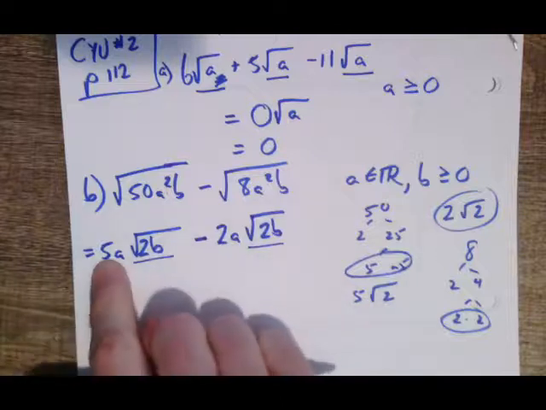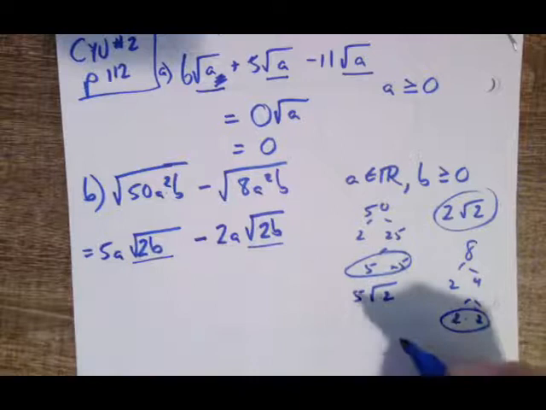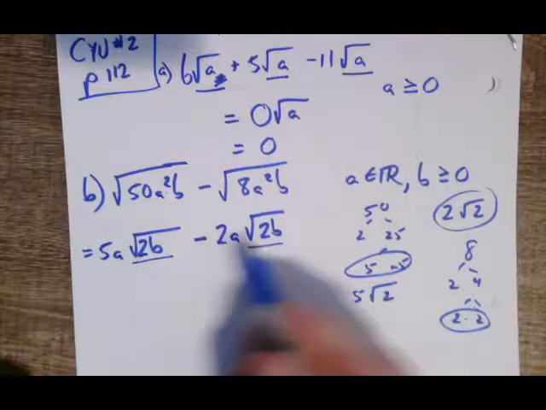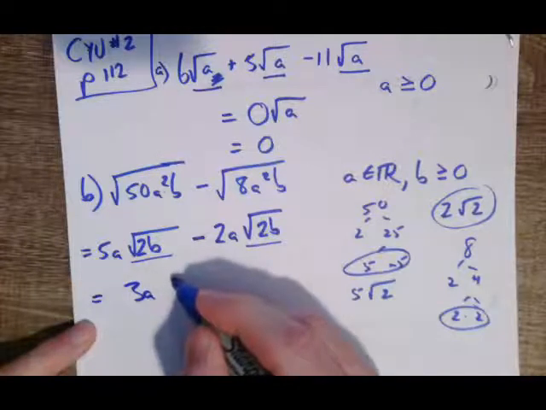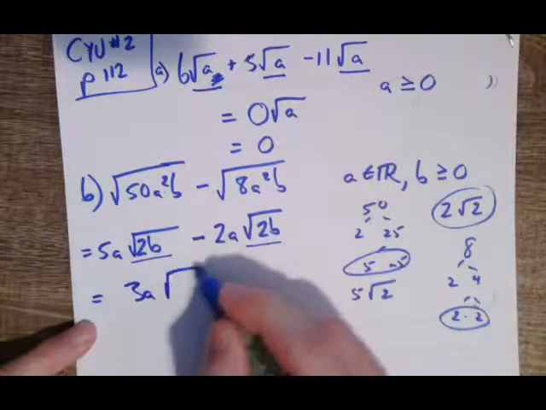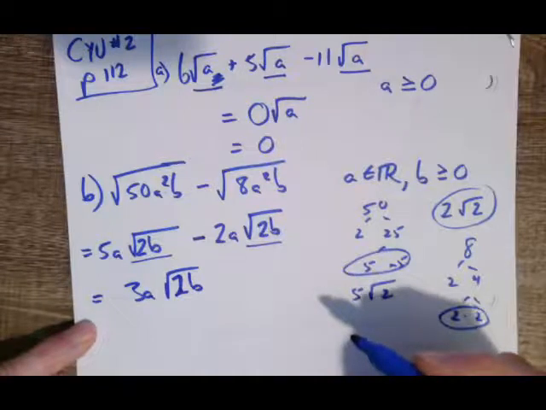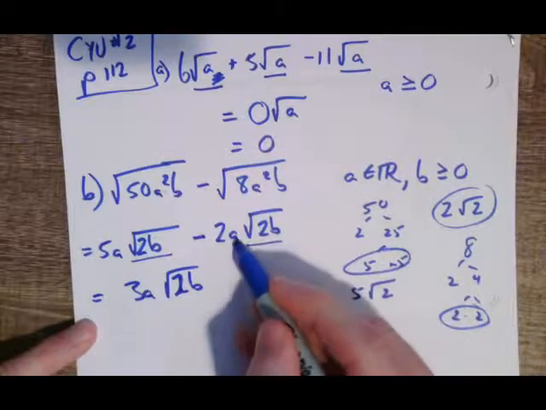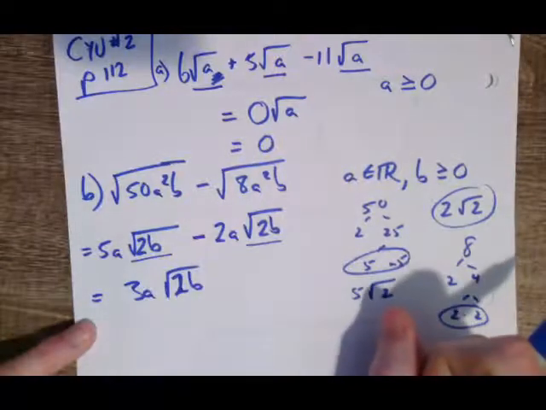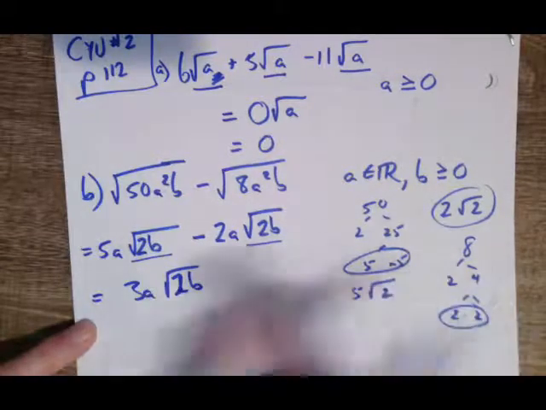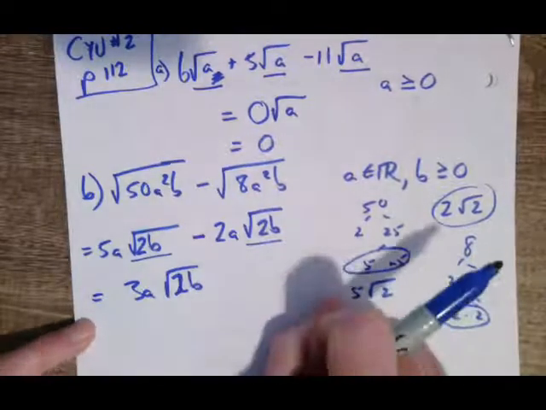Also, like out front, if this was 5b minus 2a, now you can't collect them anymore because those variables are different. But these two are identical. So 3a root 2b. Important note though, like if it was 2ab or this one was 2 squared, this is just 5a. They're not like terms anymore. They need to be identical. All the variables, the radicals, all needs to be identical.